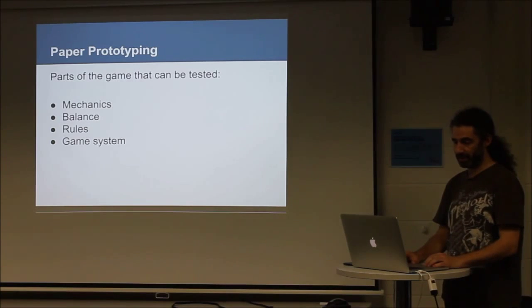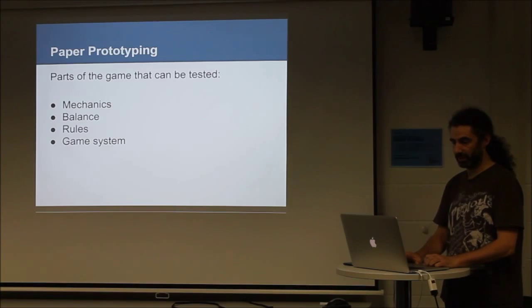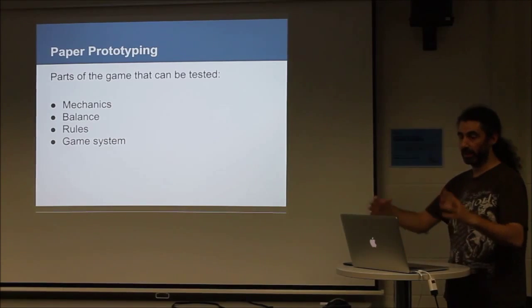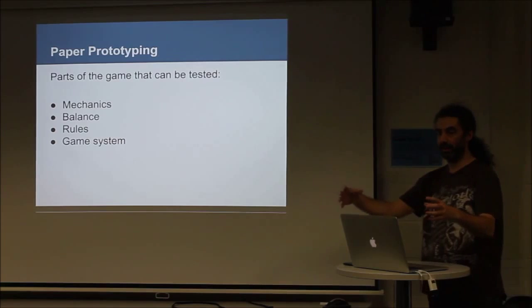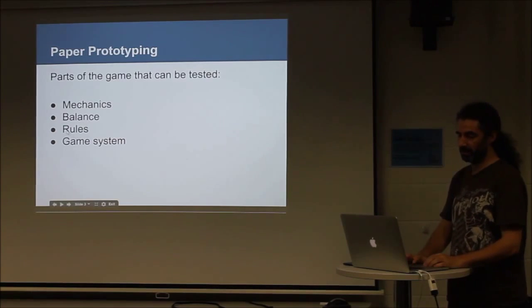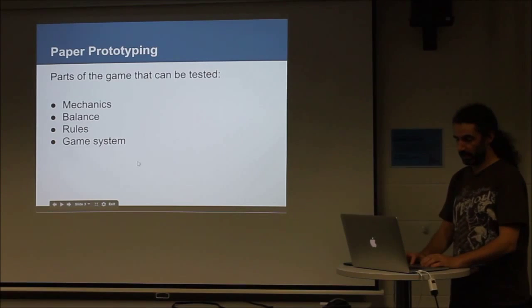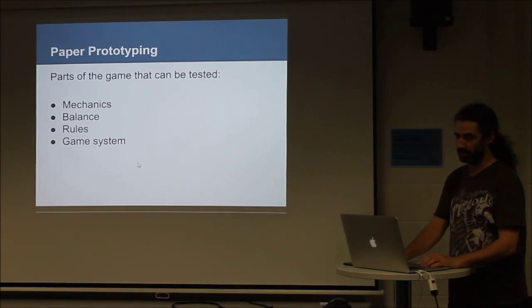Parts of the games can be tested. Like I was saying a minute ago, there's some mechanics that you can test out as parts of games. Some of the balancing aspects of the game, like if you have a system of combat between two types of players, or a player and an AI opponent, you can do some balancing of how damage is taken or how items are swapped. Some rules of the game can be tested, and parts of the game system can also be tested.